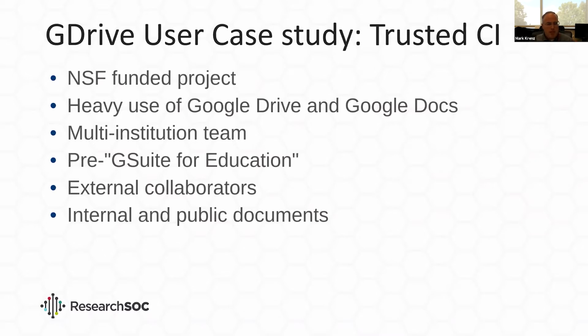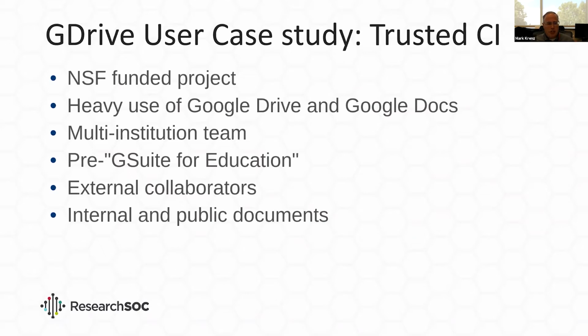So the academic space is a very unique use case, and Google may not have been prepared for that when they designed Google Drive. They weren't aware of how collaborative the academic space is, and so this presents problems. Trusted CI was using Google Drive several years before G Suite for Education was available, or maybe even before G Suite for Enterprise, I'm not sure. Some people ask, why didn't you just use G Suite for Education or Enterprise from the start? Well, it's because we were using it before that was an option.